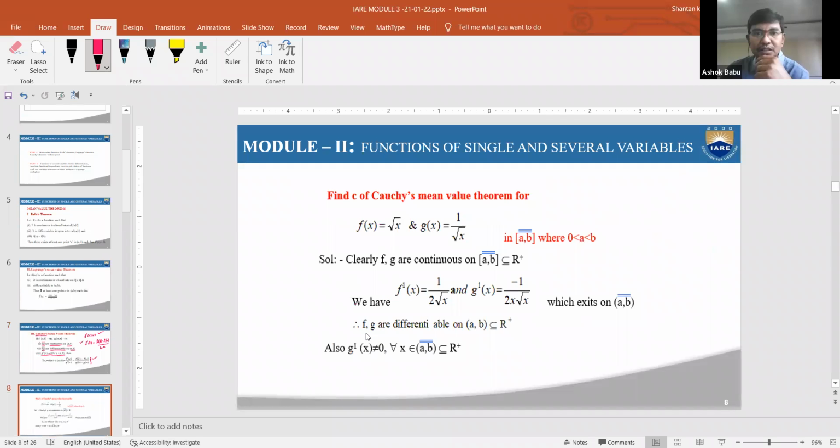See, for example, this is the problem: find the value of c in the Cauchy's mean value theorem for the function. The Cauchy's mean value theorem clearly mentions that two functions are required, one is f(x) and the other is g(x), and it is applicable on the two functions. Then you need to check whether they are continuous or not. We will discuss properly and explain the problems clearly.